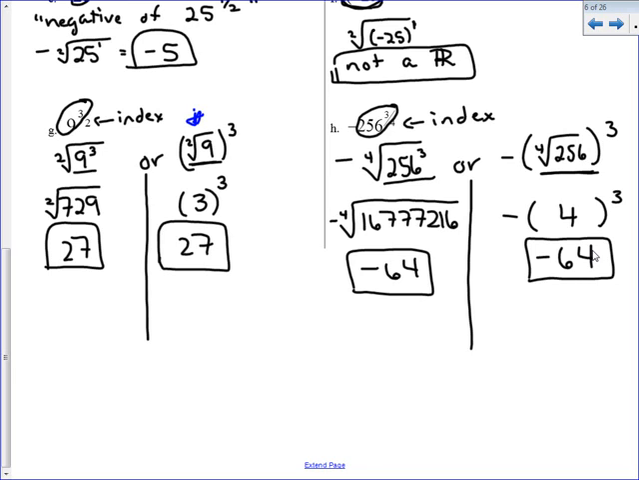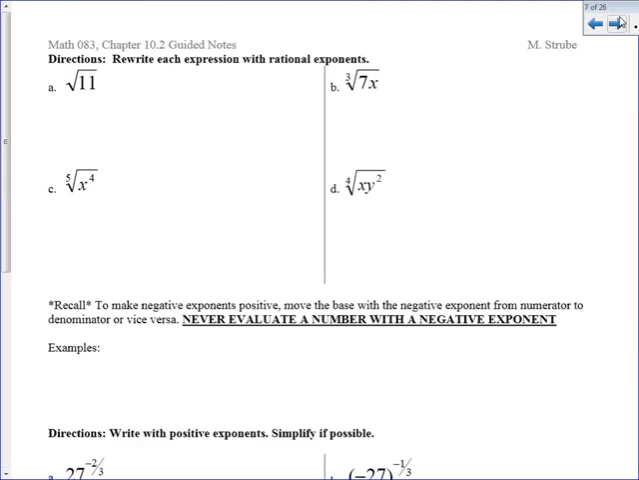So we just went from rational exponents to radical notation, which means that it's got to be possible for us to go from radical notation back to rational exponents. So that's what we're going to do next. You're given the radical, and your problem is to rewrite each expression with rational exponents. When I have a rational exponent, there's a fraction. So I need one number for the numerator, one number for the denominator.